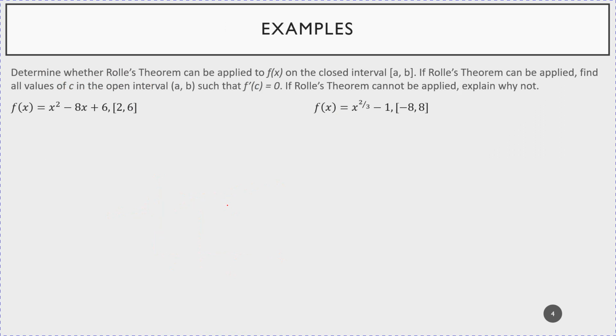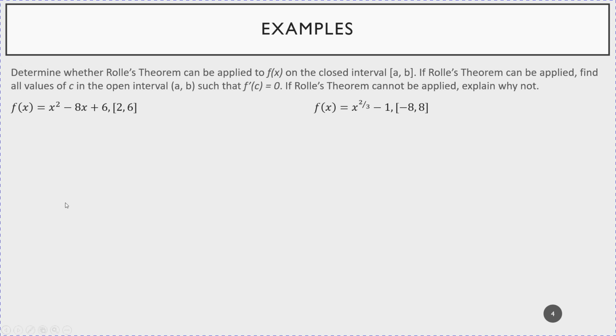All right, so let's do a quick example here. Let's determine whether Rolle's theorem can be applied to f of x on the closed interval from a to b. And if Rolle's theorem can be applied, find all values of c in the open interval a to b such that f prime of c is equal to 0. And if the theorem cannot be applied, explain why.